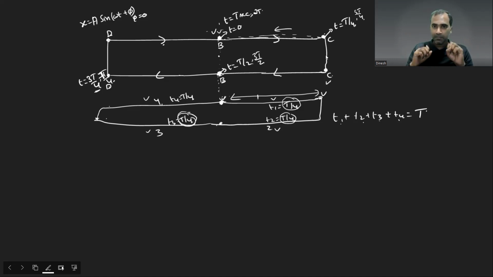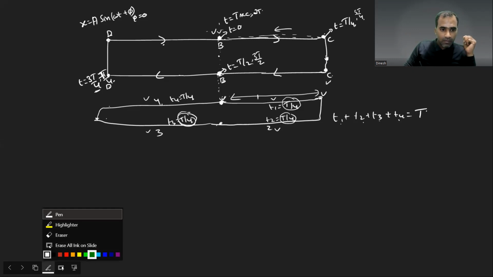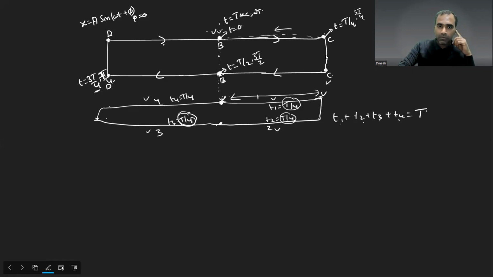So I hope you are clear with time. Now, shall we link phase with this? At time 0, let us assume phase is also 0. Now tell me, what is the corresponding phase to this point? Pi by 2. Very good. This T corresponds to 2 pi. T by 4 corresponds to what? 2 pi by 4, which is pi by 2.